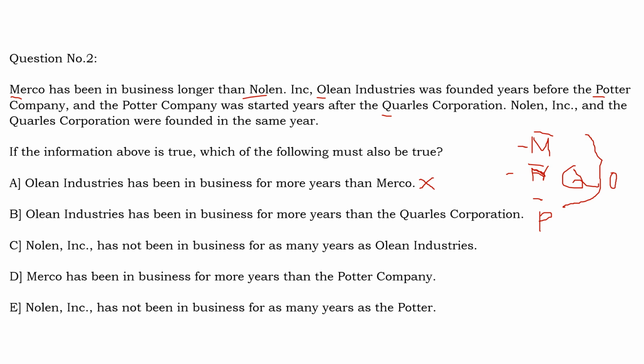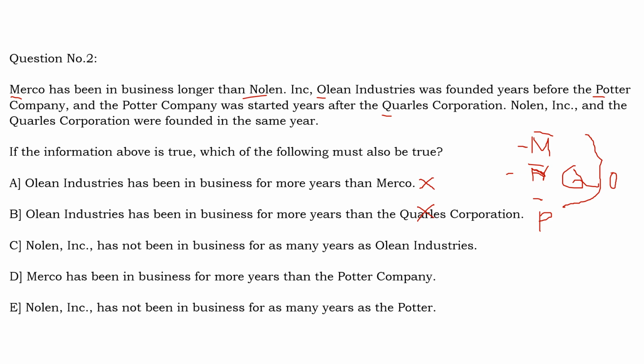So option B says that Odin Industries has been in business for more years than Qualls. That means Odin Industries is here. Not necessary. Odin Industries could be founded in the same year as Nolan and Qualls, or it could be after that. So this is again an incorrect statement, so you can ignore it. Option C, Nolan Inc. has not been in business for as many years as Olean Industries. Again, we are talking about Olean and Nolan, O and N. It means Olean was founded before Nolan.